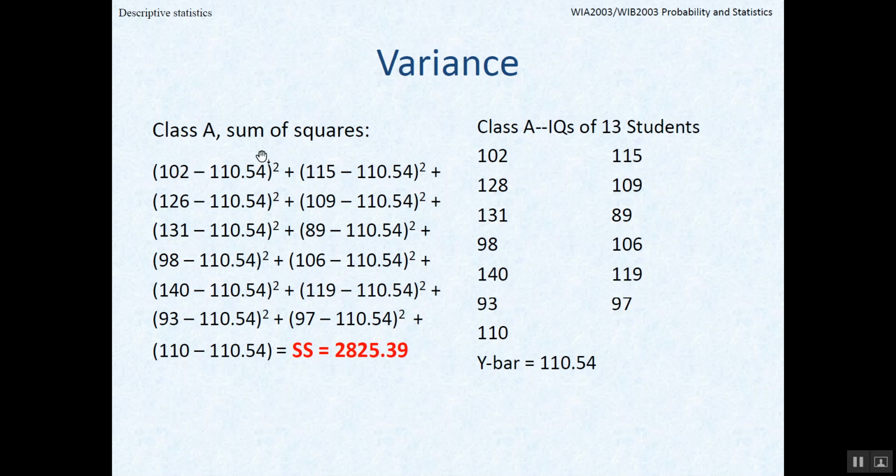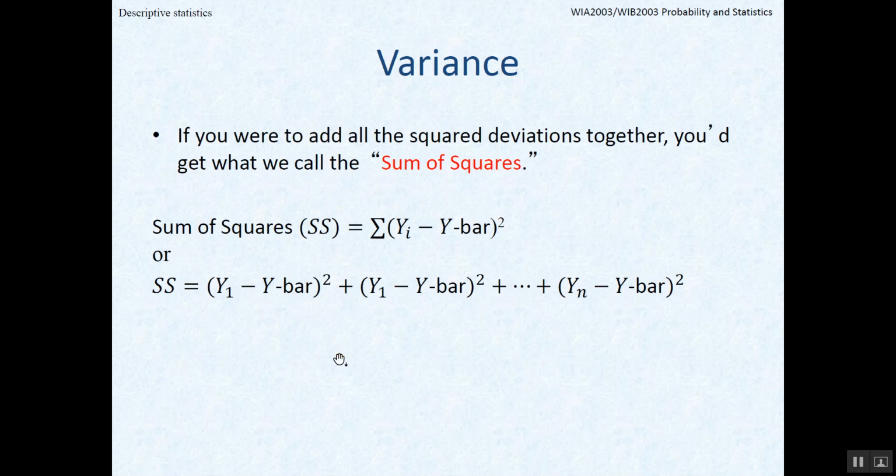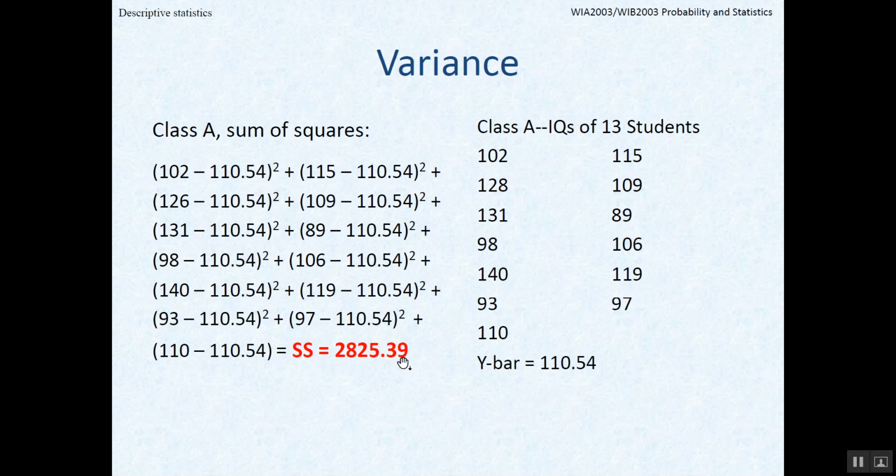For example, like this, you square each difference. This is for class A. You get the sum of squares as 2825.39. So what do you do with variance?